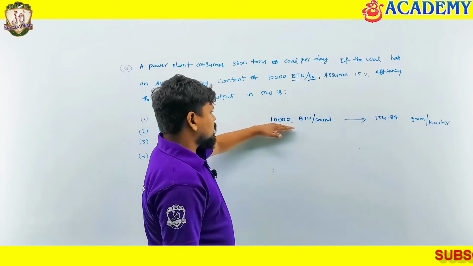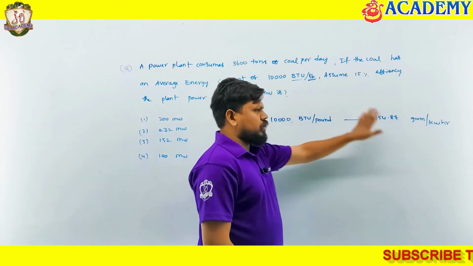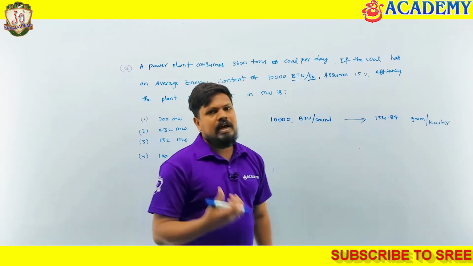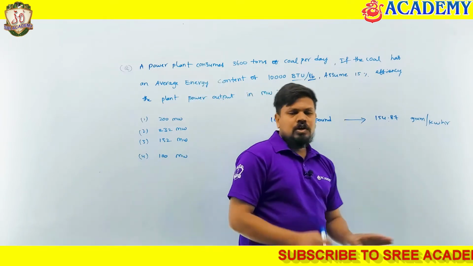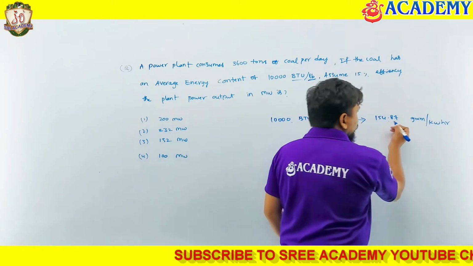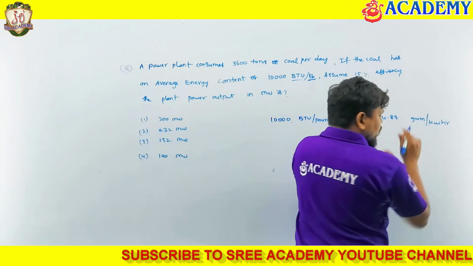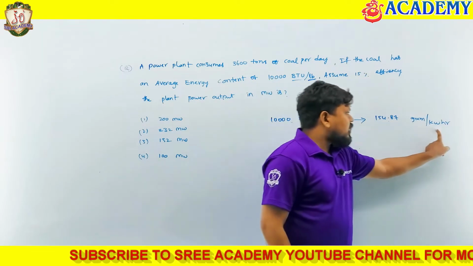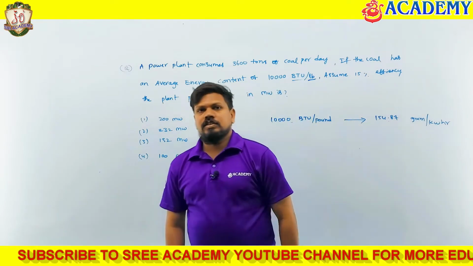Whenever you convert this, this is the standard. Generally I remember it, that's why I have given it. No need to remember, nobody will ask you also. Okay, let's see. 154.87 grams of coal is required to generate 1 kilowatt hour of energy.